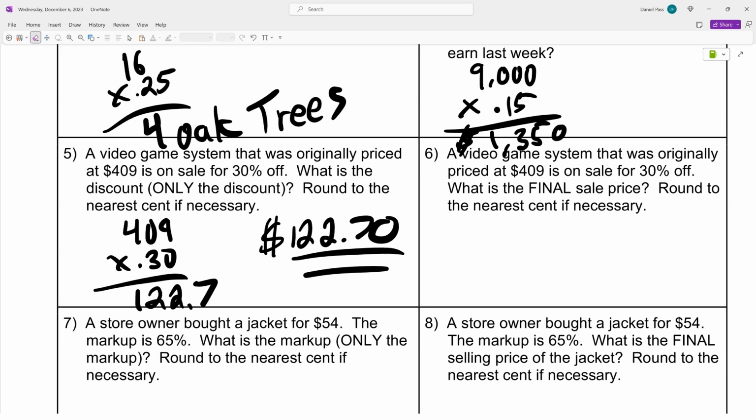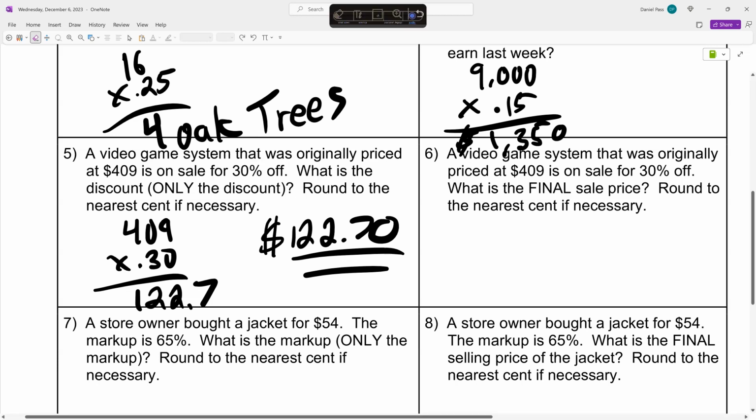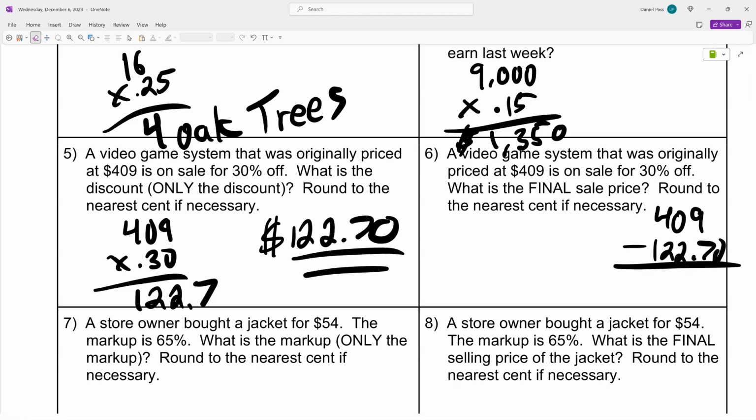Okay. So number 6. If it's a discount, do we add or subtract? Add or subtract, everybody? Subtract. So 409 minus 122.70 makes 286.30.